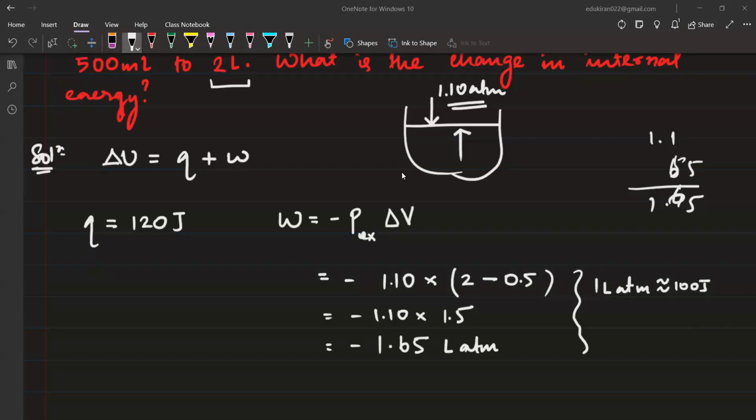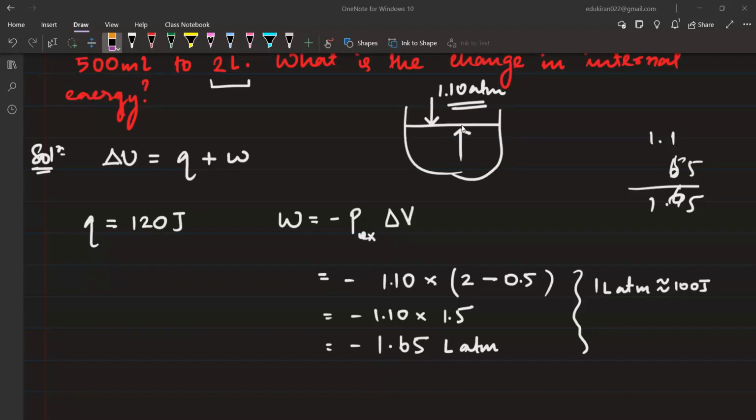If you go through unit, dimension and measurement, you will see this conversion, liter ATM to joules. 1 liter ATM is equal to 100 joules. Let us first get used to this, and then I will show you how it is equal to 100 joules.